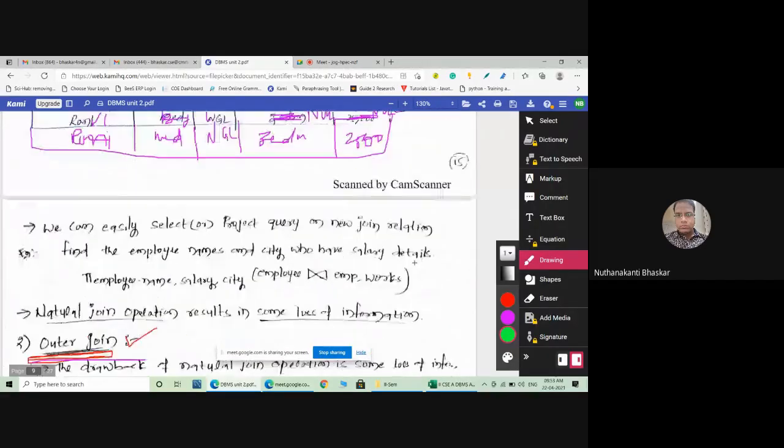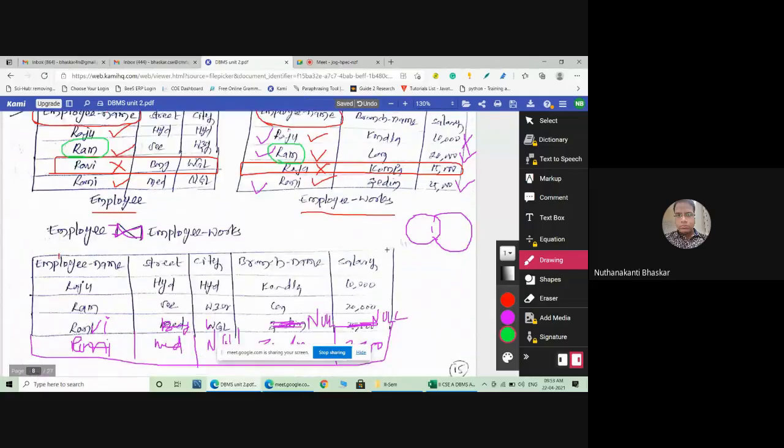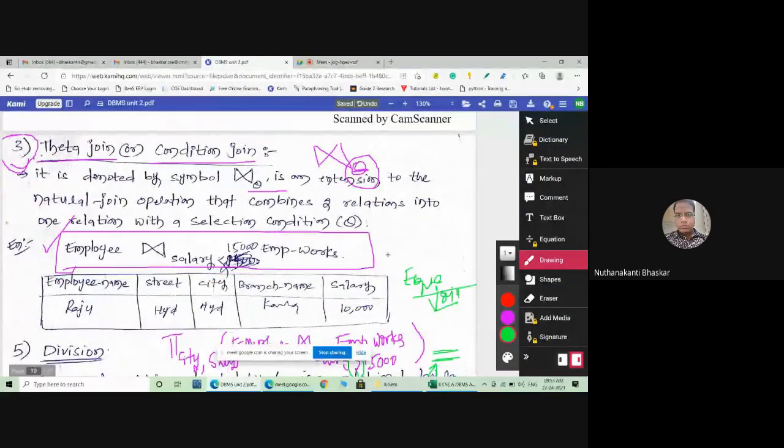So who is having 20,000? How many records are there? One record only, because Ram. This record will come out. So now tell me the query. How to write the query? Tell me please, any one of you.